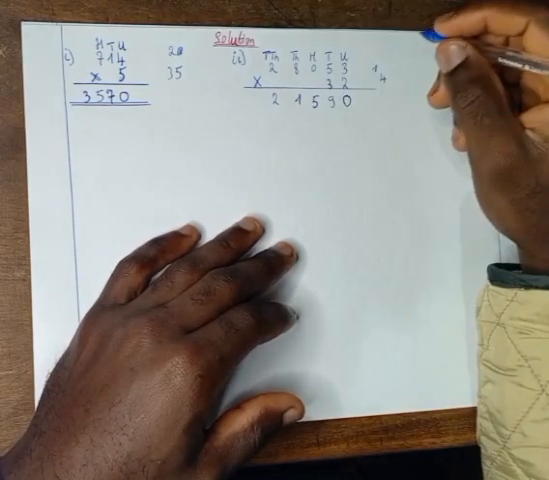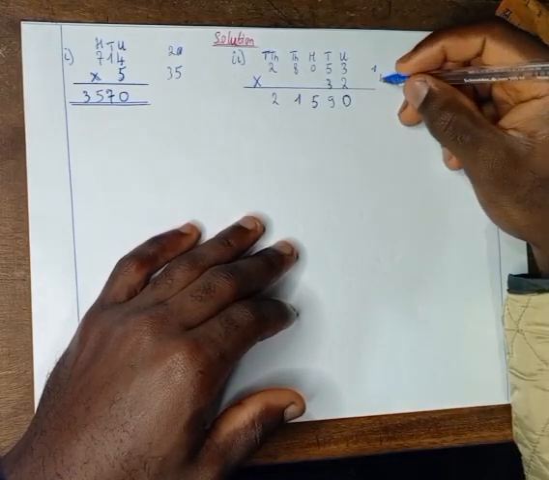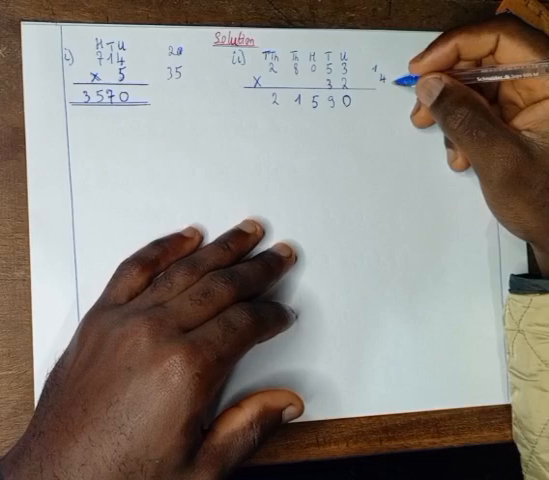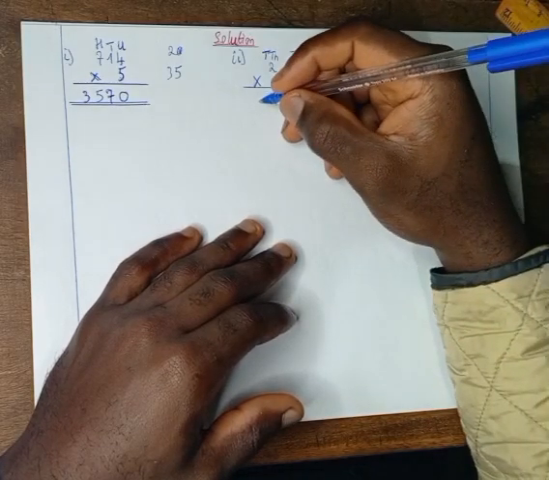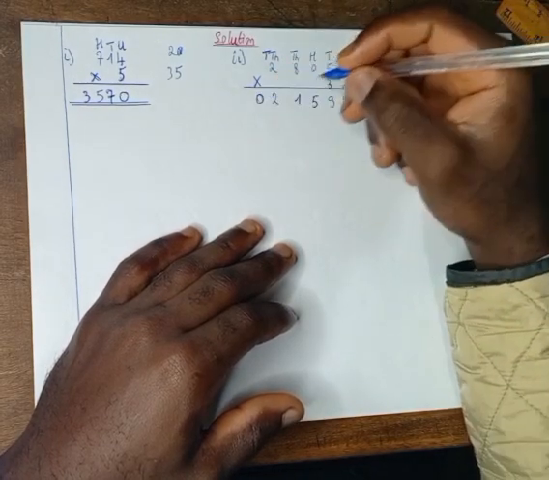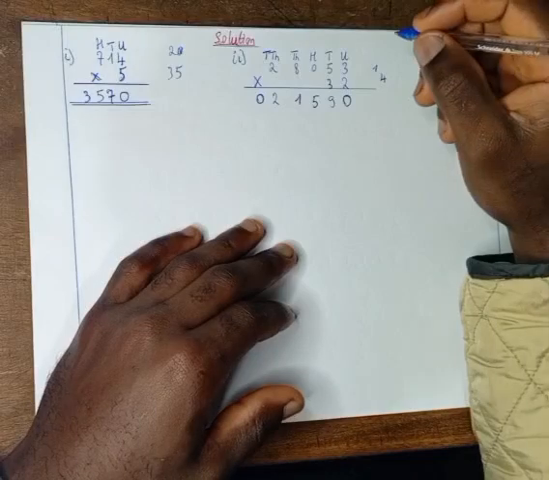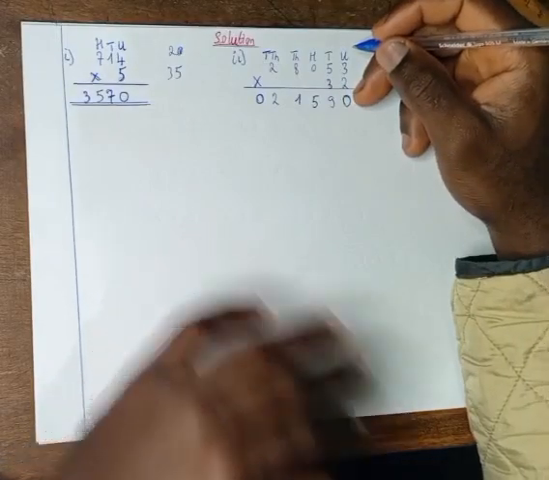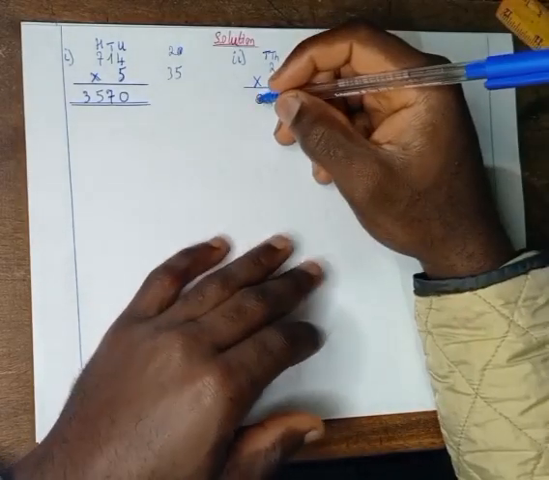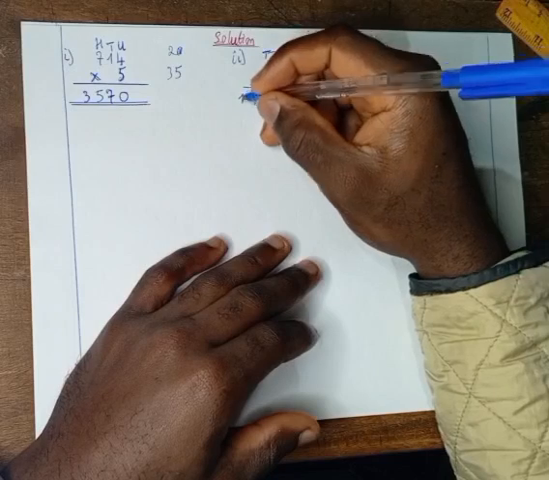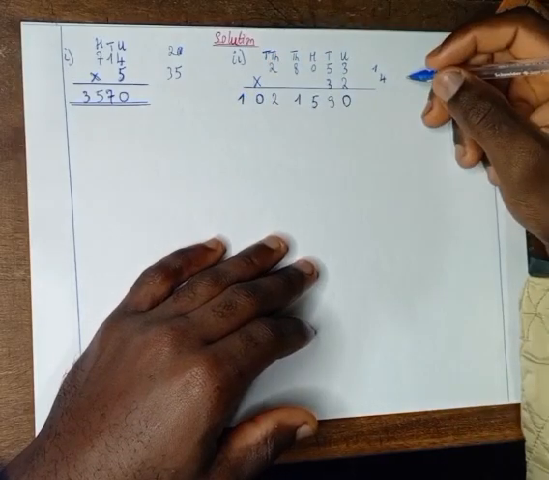3 times 2 gives us 6. 6 plus the 2 we carry gives us 8. We are going to write 8 under the place value of hundred thousands.